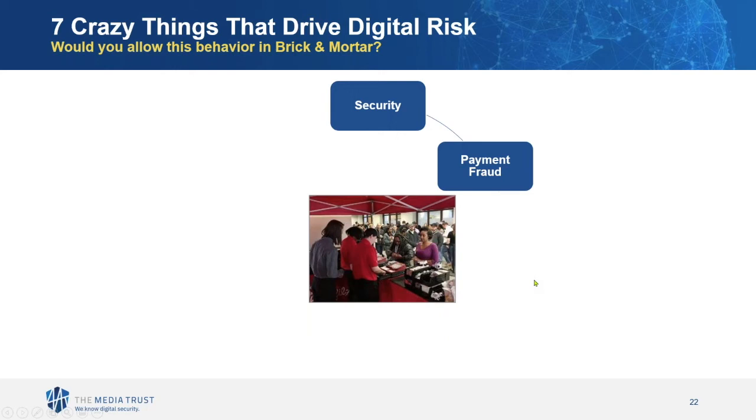The next item we want to talk about is payment fraud. So going back to the example of Bob, if he walked into a typical brick and mortar environment, would you want someone sitting at the cash register asking to take a picture of his credit card? Likely not. That would raise some red flags. In digital, skimming is actually a very common risk that we need to be careful and monitor for.